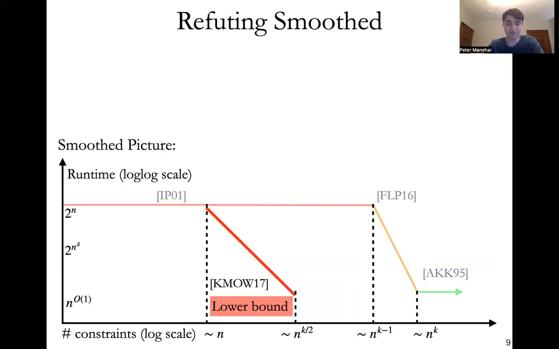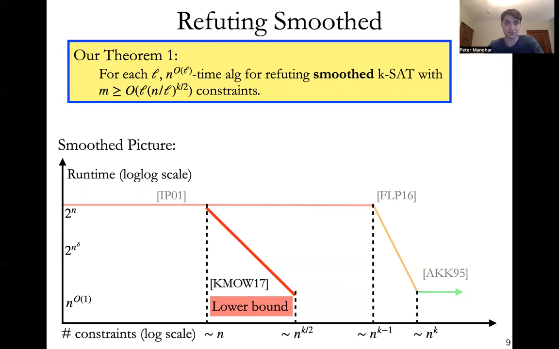For the smooth picture, even less is known. We just don't really know anything. There's one algorithm known due to Feige that achieves some weaker guarantees. But other than that, we don't really have anything. So our first result is we prove essentially the full picture for smooth k-SAT.